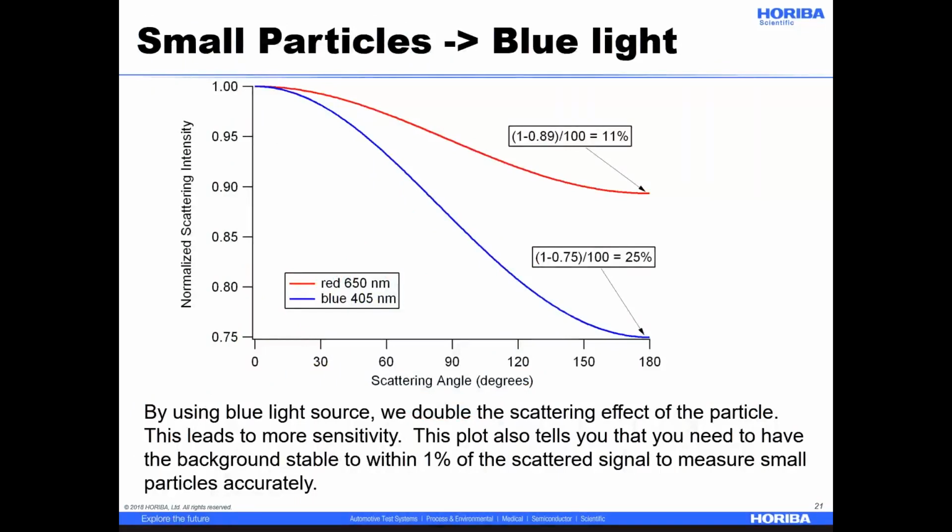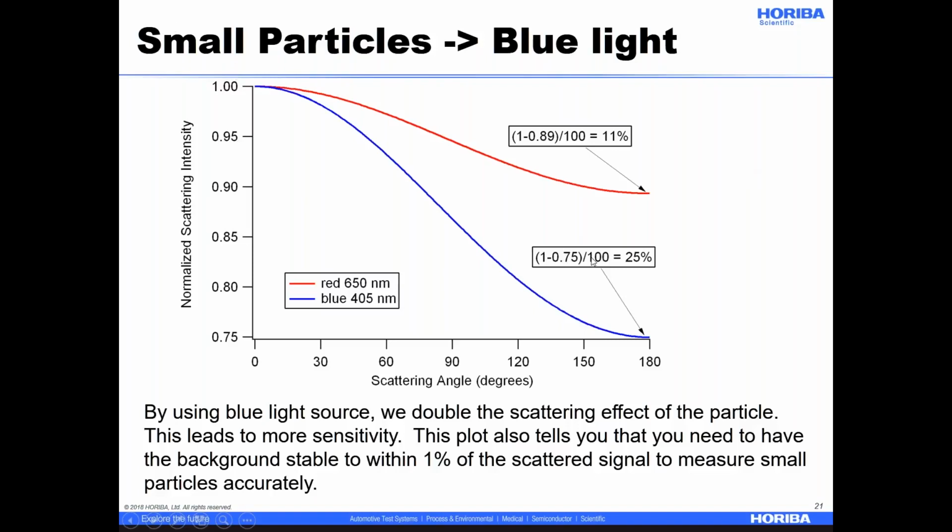Comment on blue light and what happens as I change my light source from red at 650 to blue at 405. I plot on the left the normalized scattering intensity. I just put everything to 1, and then as a function of scattering angle for a fairly small particle. I think it was 50 nanometers, but I can't remember offhand. But you can see the change in the scattering for the same particle. With the red light, it goes from a high of 1 to a low value of 0.89, about 11% change. But with blue, it goes from a high of 1 down to 0.75, which is a change of about 25%.